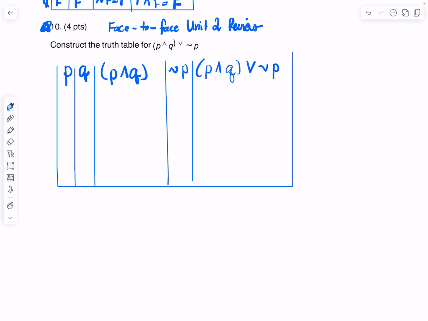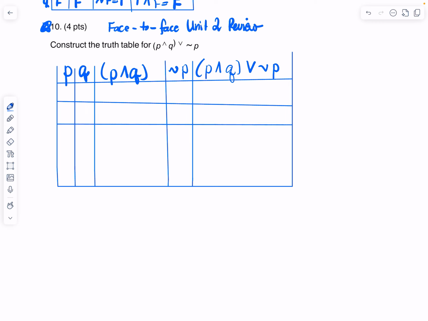Okay, so I'm just fixing stuff up a little bit because it didn't quite hit the ends. All right, again, I have 4 rows. So row 1, 2, 3, and 4. Okay, so P is always true, true, false, false. And Q is always true, false, true, false.